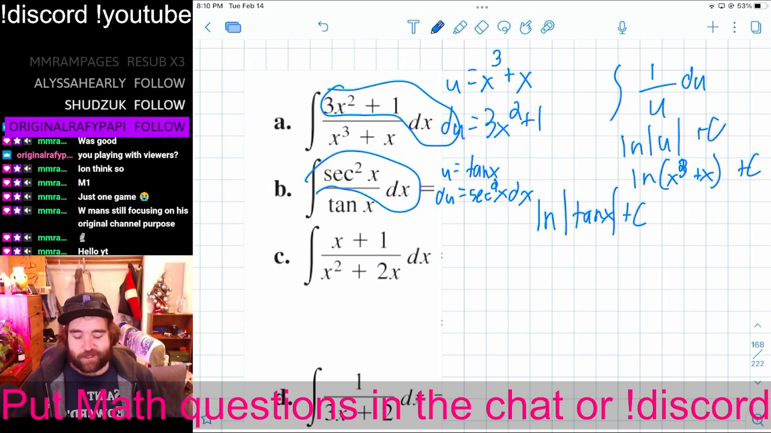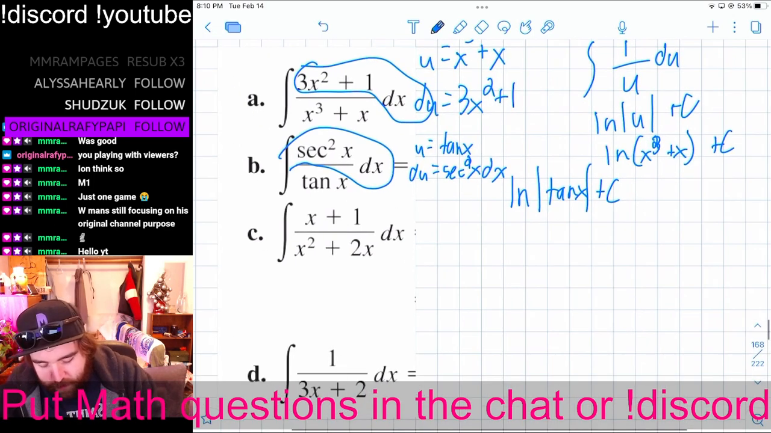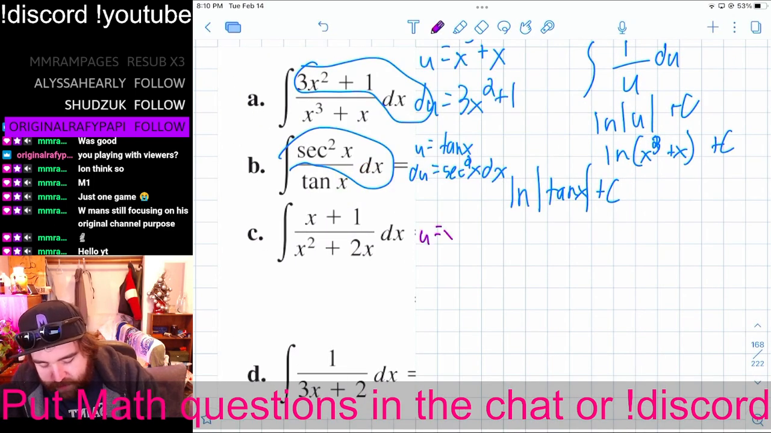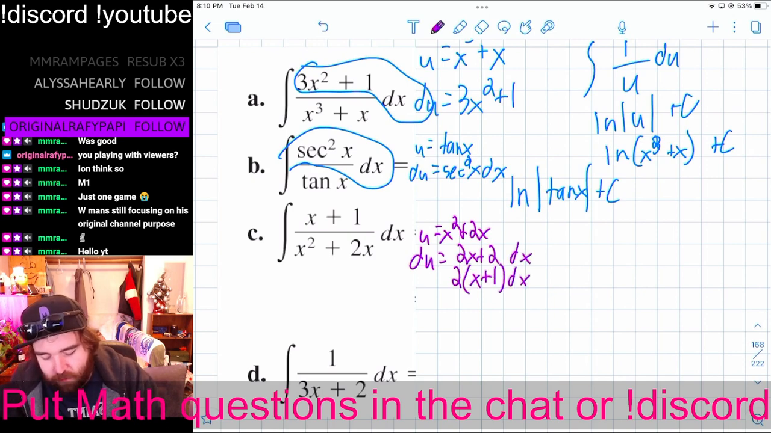So look at c. C is going to be similar, but again, look ahead. If we made the bottom u, then du would be 2x plus 2. And look at how we have that on the top. It's just like that, except we don't have the 2. I'll change colors here so it's a little clearer where we are. u is x squared plus 2x. So du is 2x plus 2 dx, or 2 times x plus 1 dx.